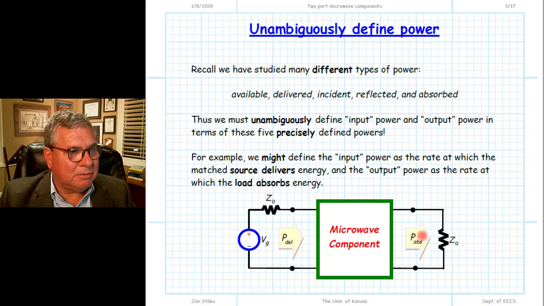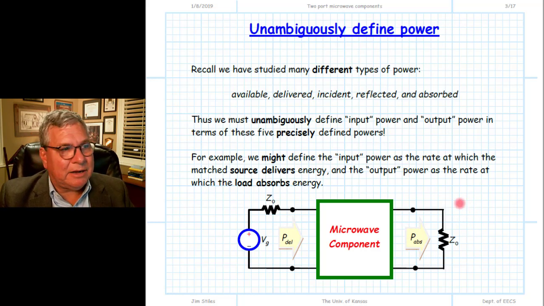Likewise, the output power, it seems relatively obvious, we might define as the rate at which energy is flowing across the output port plane, and that by conservation of energy must be equal to the power absorbed by this load, this matched load. And of course this is then one way of defining input and output, but it's not the only way.